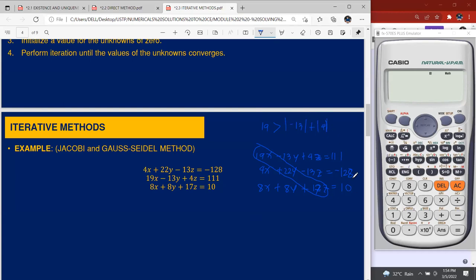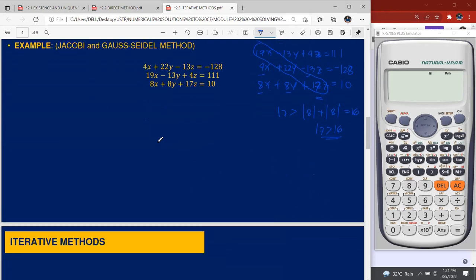Okay, so 13 is 17, equal to 17, so greater than. Si 22 dapat po greater than sa sum ni 4 of 13. So sum ni 17 ng yapon, kung dako si 22. And this one, si Z, 17, dapat dako po siya sa iyang sum sa 8. So since 17 is greater than absolute value ni 8 plus the absolute value ni 8, 16, 17 is greater than 16. So diagonally dominant siya.